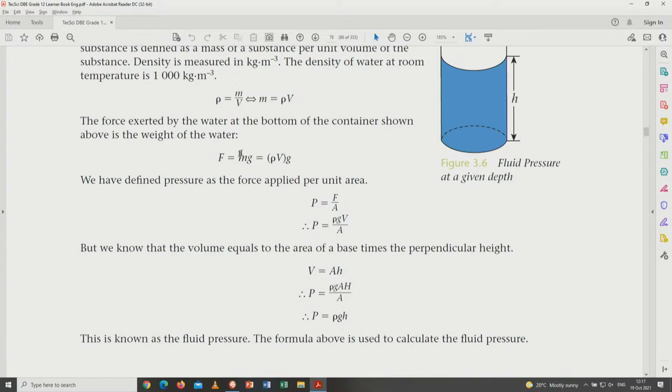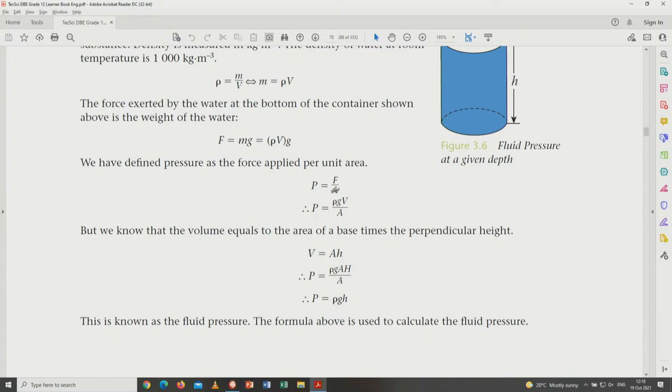But we have said in the place of mass m here, we have density times volume. So the force exerted by a liquid can also be said to be the density multiplied by volume multiplied by the gravitational acceleration. We have defined pressure as the force applied per unit area. Therefore pressure is equal to force over area, and remember we said our force is equal to density times volume times g. So we have density times volume times g for force, divided by area.